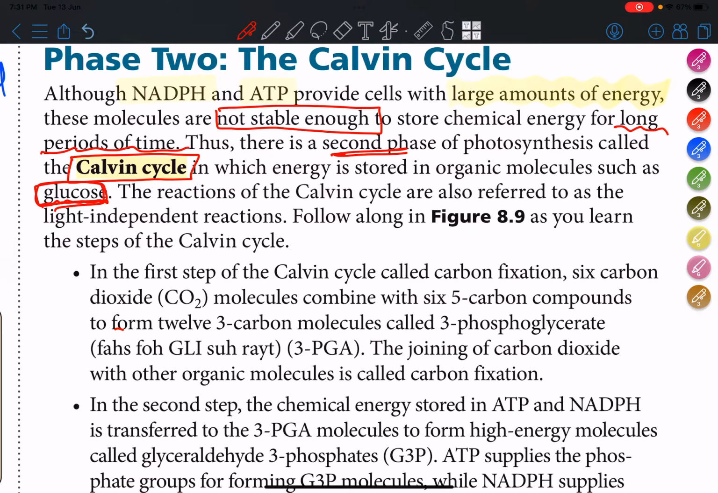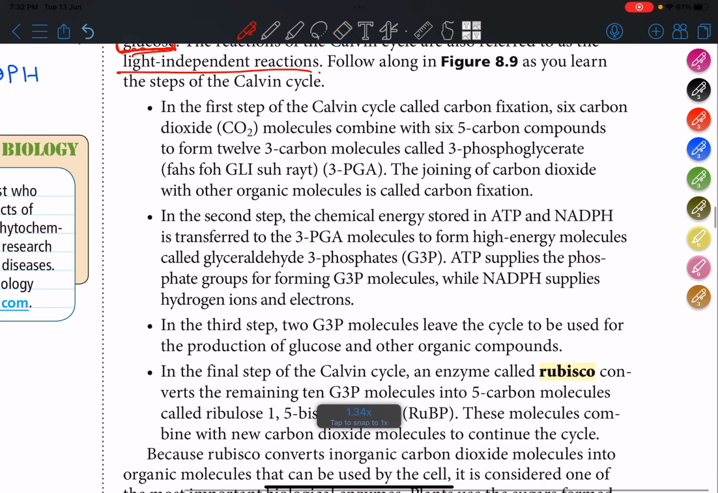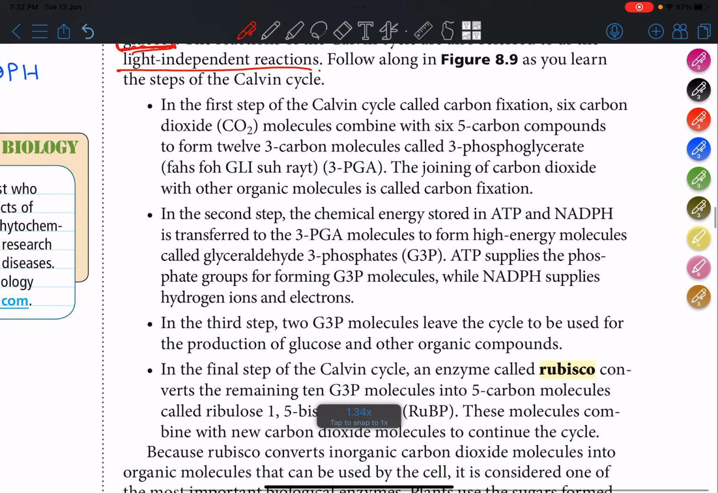Okay, so as we know, it's also referred to as the light independent reaction. So let's follow along to look at the steps of the Kelvin cycle. Right, so the first step of the Kelvin cycle is called carbon fixation. So step 1 is called carbon fixation.